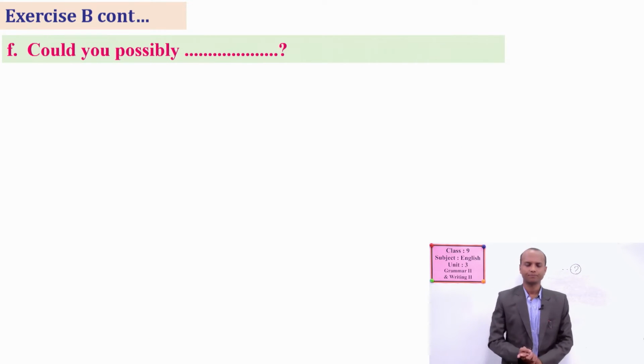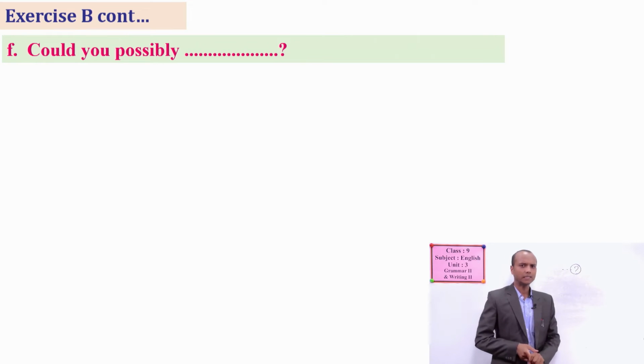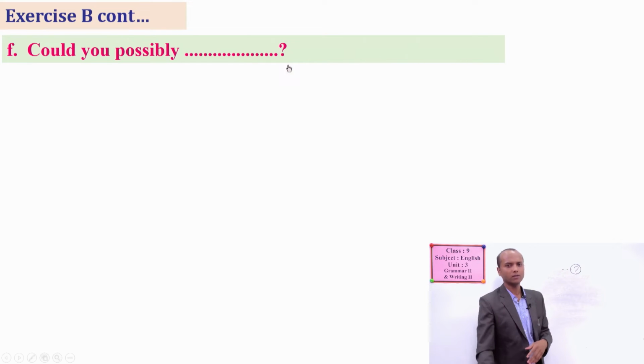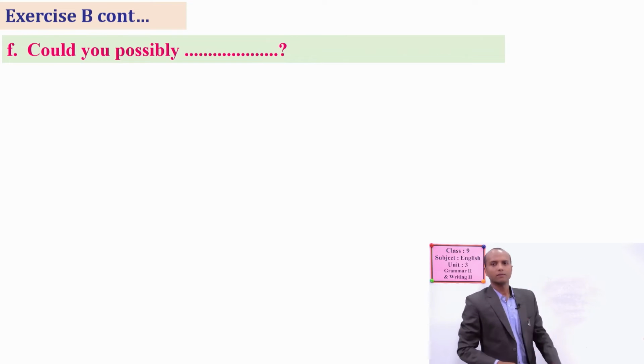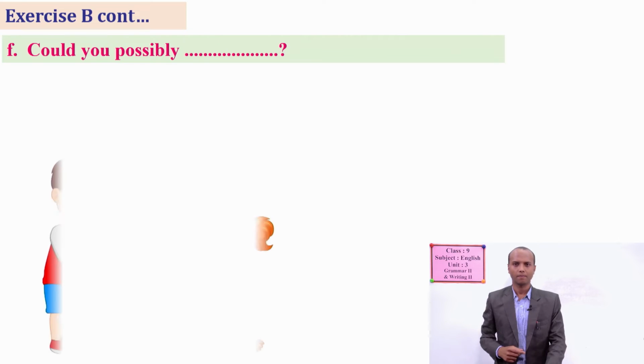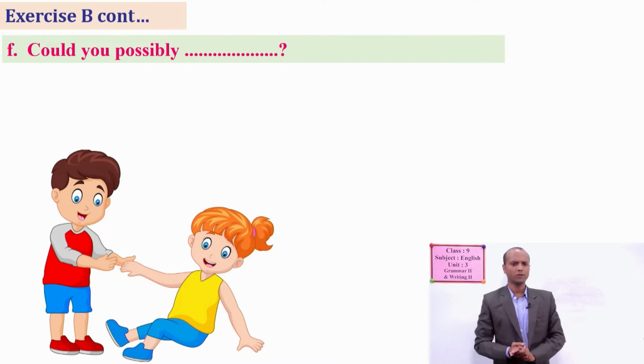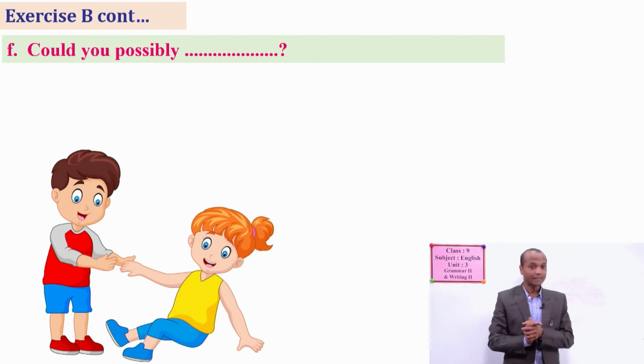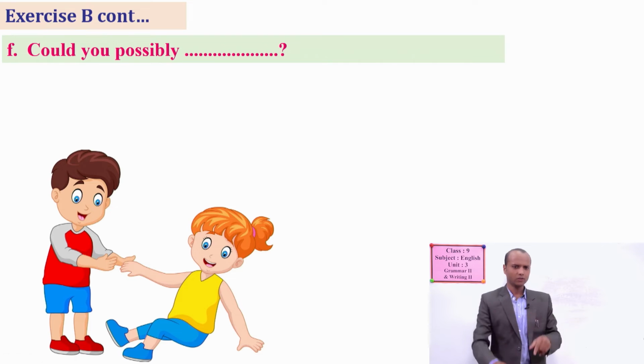number F. Could you possibly blank space, and there is a question mark. Please think of some ideas or sentences. Look at the picture there. What would you say? The girl might be, for example, lying there and the boy is going to help her. So in such a situation, what would you say? Good.